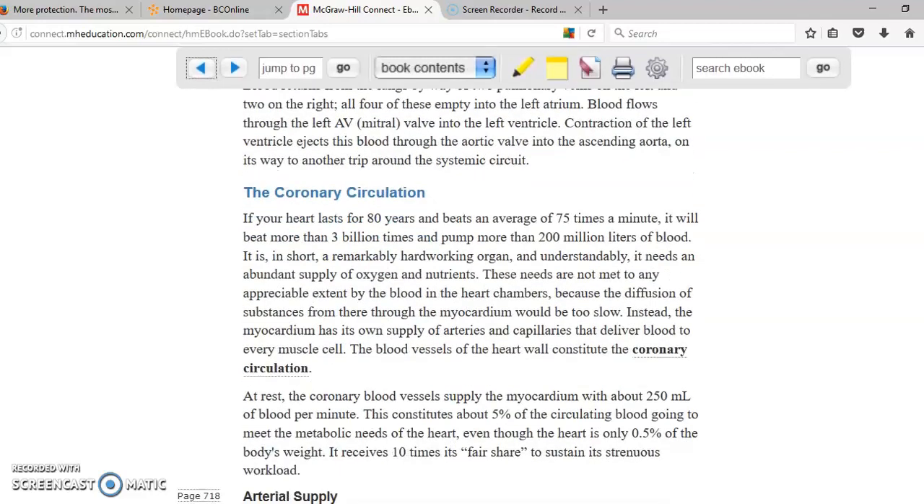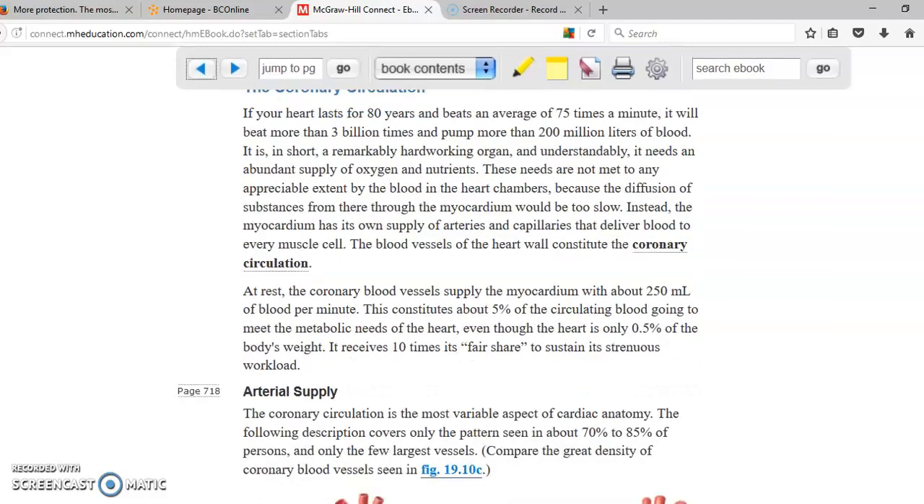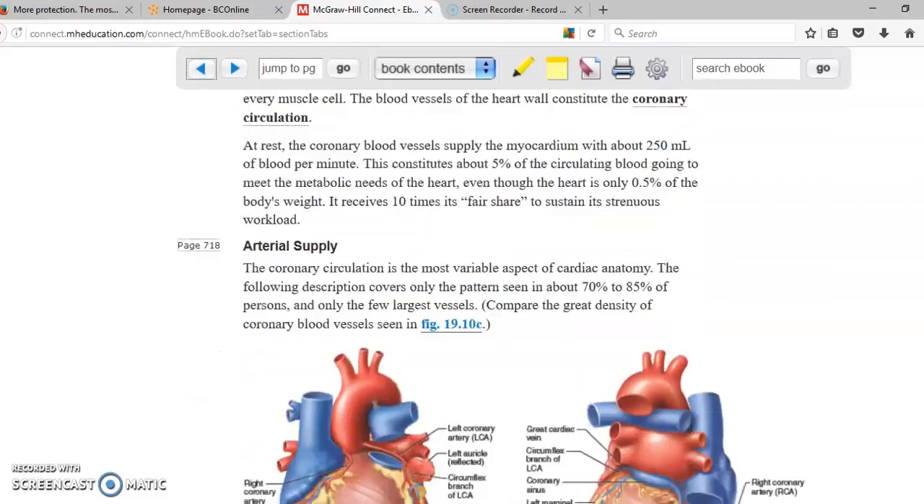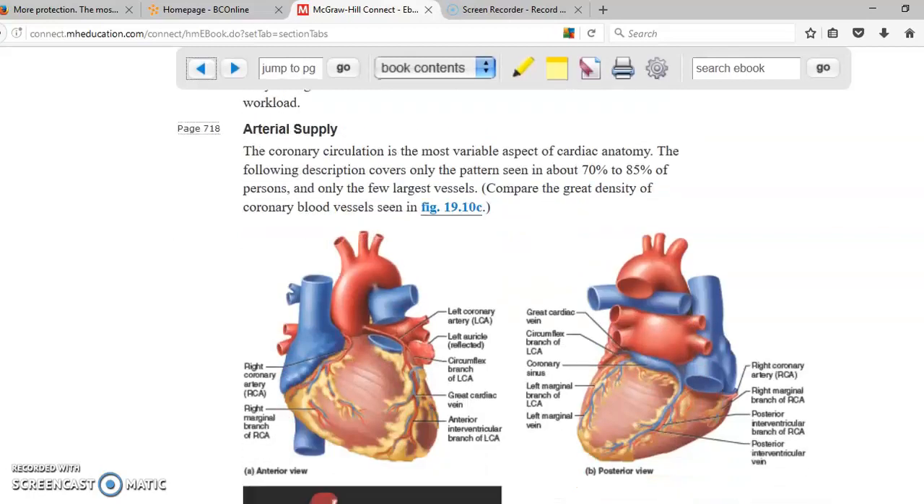The coronary circulation is the circulation that is going to provide blood to your heart. So it's very important because at the moment that the heart does not have oxygen, the heart is going to suffer and it's going to die almost immediately. So it's very important to know how the heart gets the blood for nutritional purposes. Arterial supply, meaning all the arteries that you're going to have in your heart.